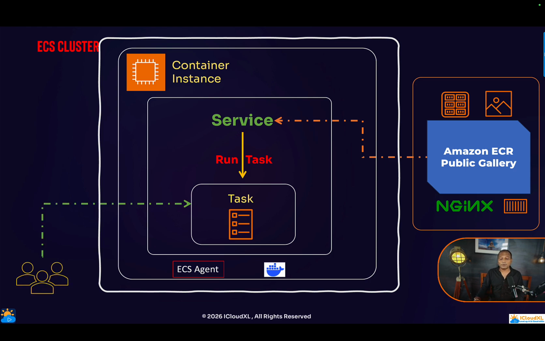And another thing, when we have tasks running by the service, a user from the internet or internally can access the task from the IP assigned to that task. It may be a public IP, so you can access it from outside. If it is private, then you won't be able to access it from outside.